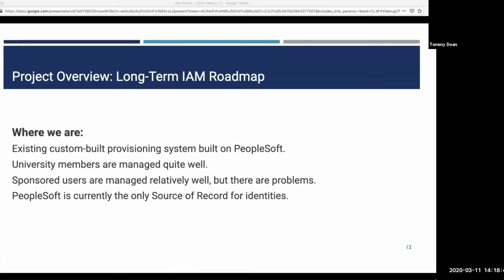And it does a decent job also at managing other users who need our IT services. Those we call our sponsored users. They're neither employees nor students, but they need some of our services. But we do a less good job managing those populations. And currently PeopleSoft has historically been the only source of record for identities that we have been concerned about. So let's move to the next slide.